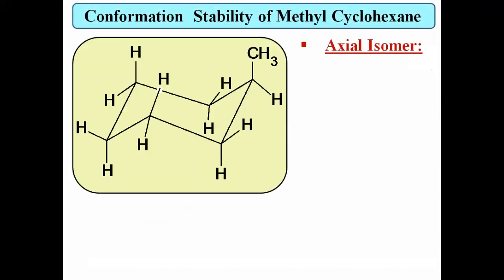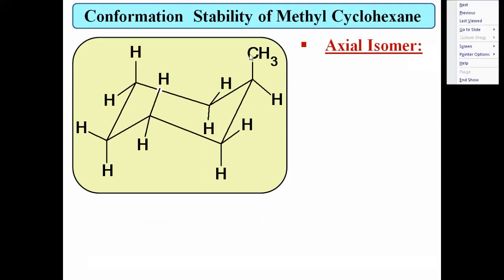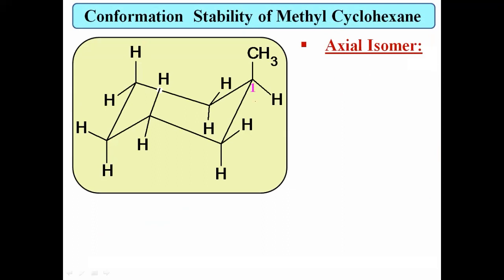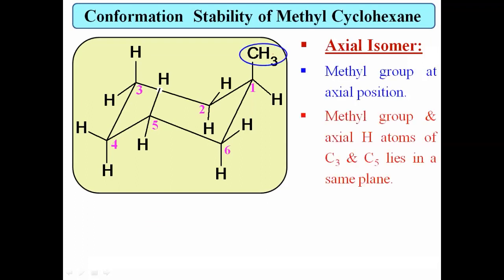Okay, let us see in detail first about the axial isomer. Okay, this is our axial isomer. Here, the position of the methyl group is axial. Suppose this carbon is always numbered as 1, then 2, 3, 4, 5, and 6. Okay, these are the positions of the different carbons present in the cyclohexane. Now the hydrogen atoms of C3 and C5, this C3 carbon and C5, those hydrogen atoms are also present at axial position, and they are also present in the same plane.